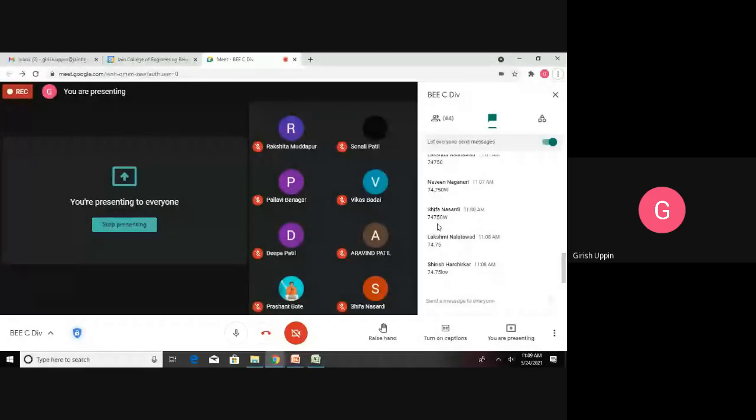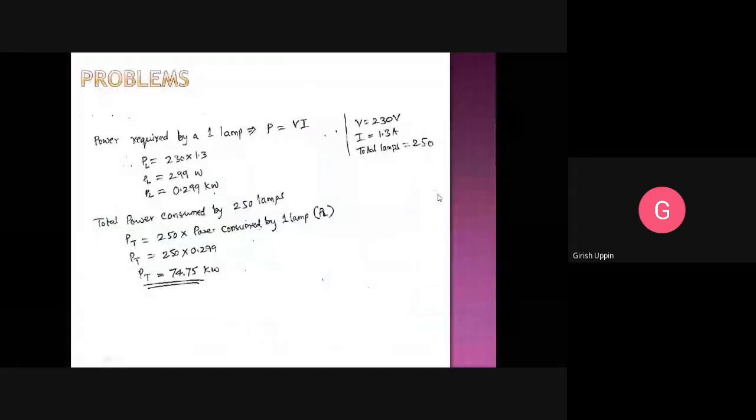I hope everybody understood how to convert a watt into kilowatt. Anybody not clear how to convert it into kilowatt? Just multiply it by 1000 and divide by 1000. So 1000 watt will become kilowatt, kW, and then in the denominator you have 1000. So you have to divide by 1000. That would be 74.75. Very good.